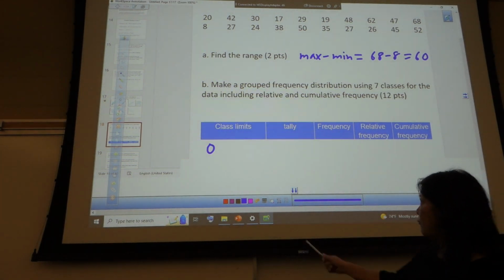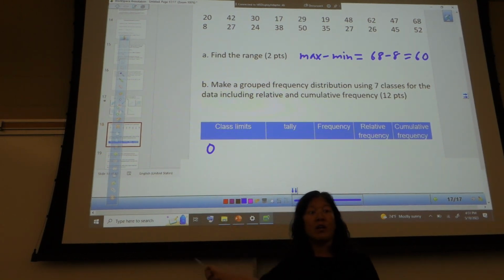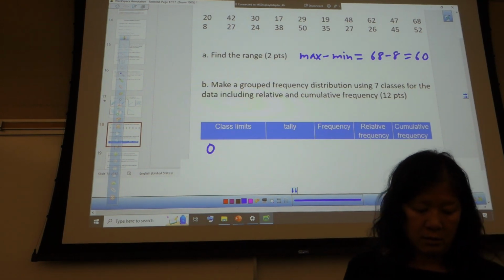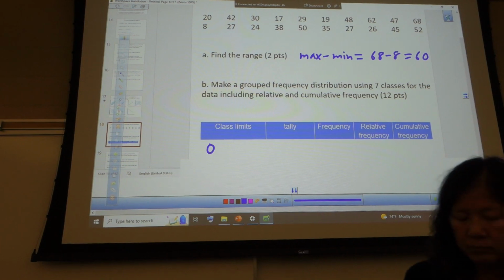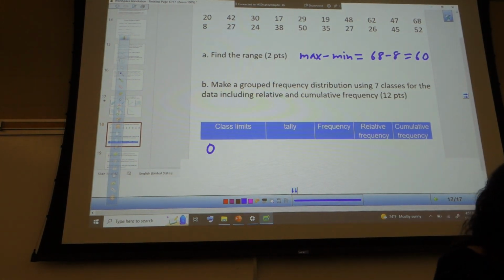So the first lower class limit should start with 0, and the next step is to find all the rest of the lower class limits, and then find the upper limits. So what's your next lower class limit? 10. Yep.